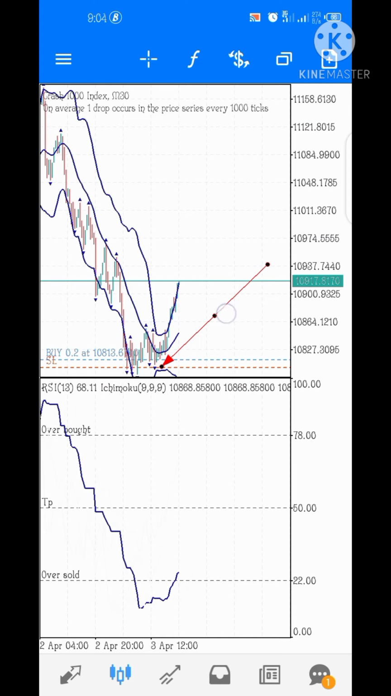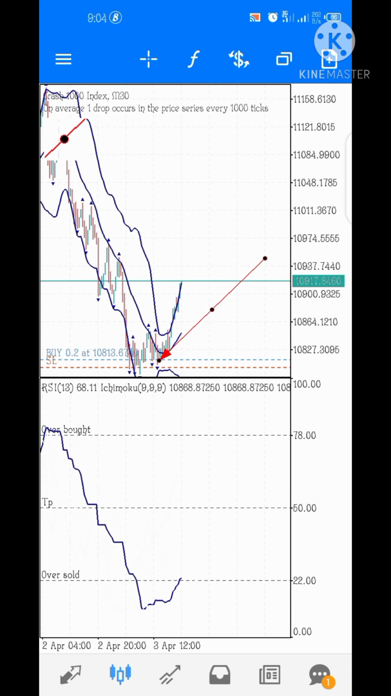But you can place your stop loss below this support if it is a buy, or above the resistance if it is a sell trade. Now let me continue with what I'm explaining.